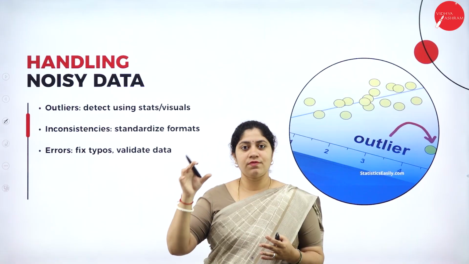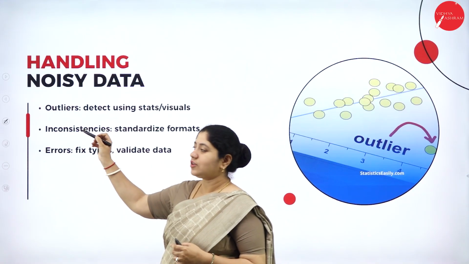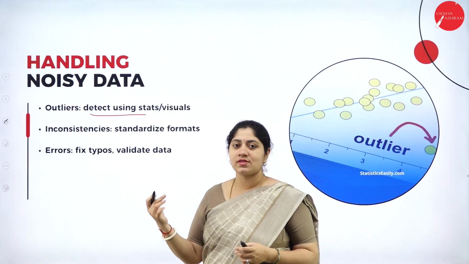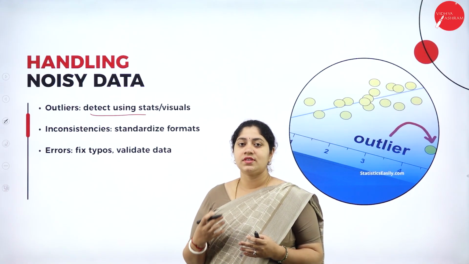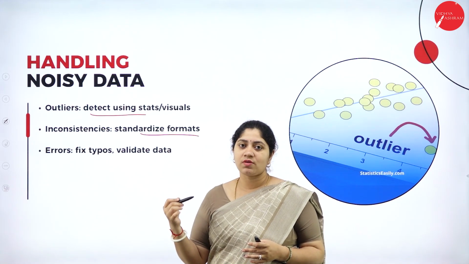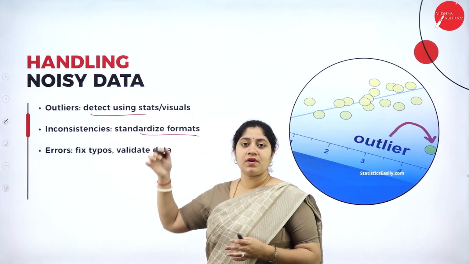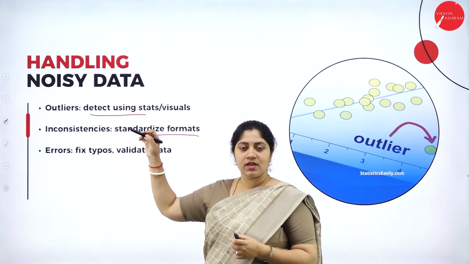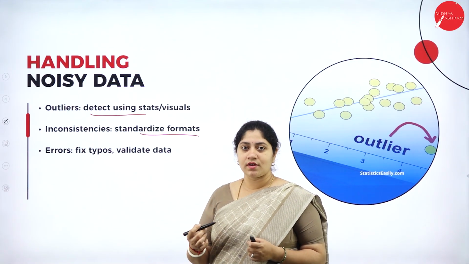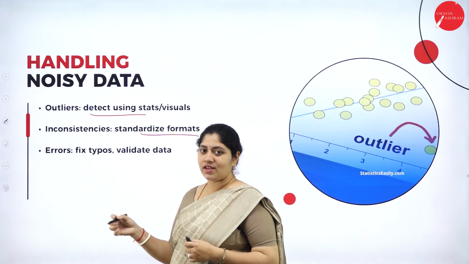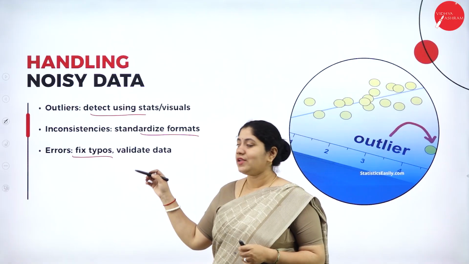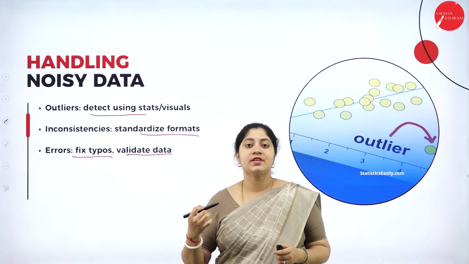So how is it verified? Yes, first, the outlier is detected using various stats or visuals. The inconsistencies are detected by using various standardized formats. Yes, there will be various sets of formats which will be taken care of whenever it is noticed that there is noisy data arising. Next, if we have any errors, how are they detected? That's by fixing typos. Then by validating data, we can fix various other errors.